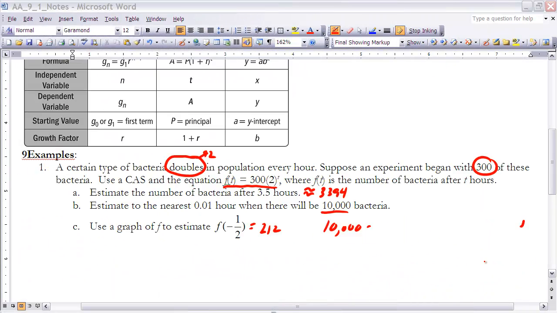So let's take a look at part B then. It says estimate to the nearest hundredth of an hour when there would be 10,000 bacteria. Well, to do that, I'm solving this equation: 10,000 is equal to 300 times 2 to the t.